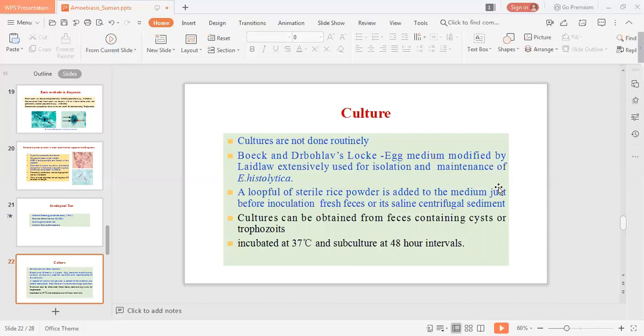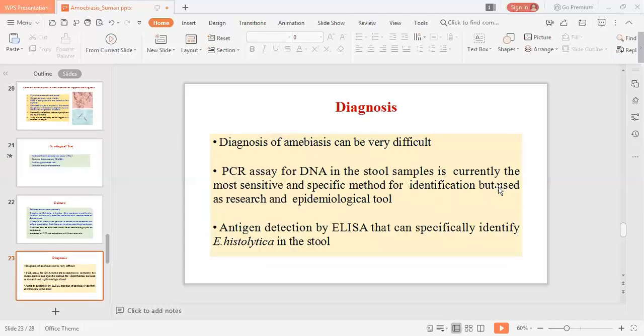To culture it, first you have to add a loopful of sterile rice powder to the medium mentioned here, and then you have to inoculate it with fresh feces or a saline centrifugal sediment of the feces. You have to culture it at 37 degrees centigrade for 2 days, and after 48 hours you have to subculture it at 48-hour intervals, and then you can observe it under the microscope. So this is about the cultivation of this particular parasite Entamoeba histolytica.